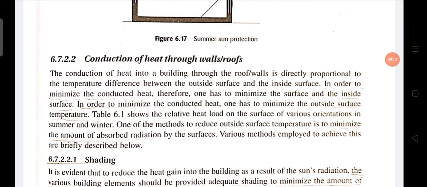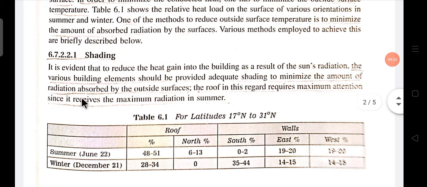Okay, and this can be minimized by using shading. What is shading? In shading, the various building elements should be provided adapted shading to minimize the amount of solar radiation absorbed by the outside surface. The roof is rated as requiring the most attention, since it receives the maximum radiation. That means, of the outside surfaces, the roof is most important for shading.